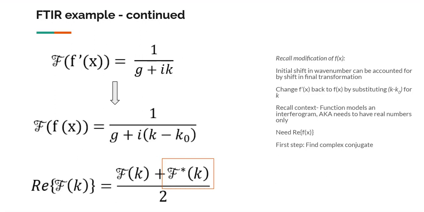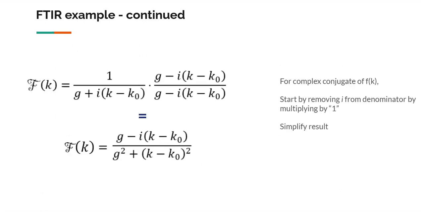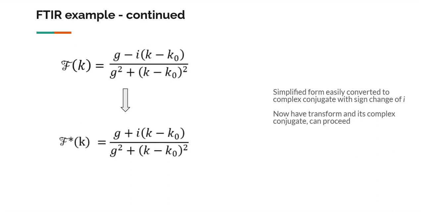The real portion can be found by adding the transform of f and the complex conjugate of the transform of f and then dividing that sum by 2. Our first step then is going to be finding that complex conjugate here in orange. So let's convert our transform into a form easier to work with. Start by removing that i from the denominator by multiplying by 1, then simplify the result. In this form, the complex conjugate can easily be found by changing the sign of the i term.